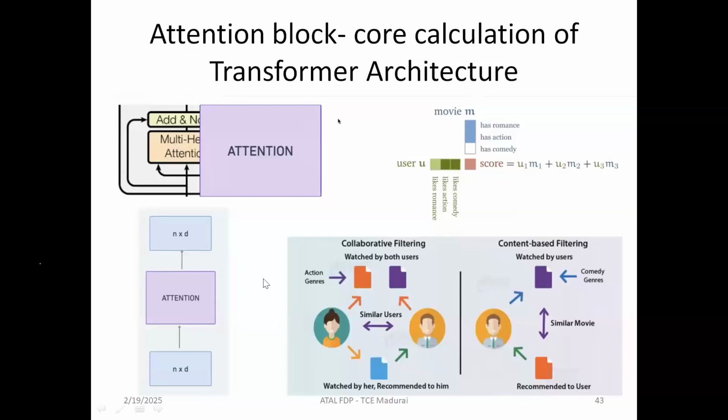So here you can see the attention block is the backbone of the transformer architecture, where you should know the attention block is making use of collaborative filtering or content-based filtering. From this diagram, you can understand collaborative filtering is nothing but similar users watching movies, meaning based upon their feedback, we take that feedback as collaborative filtering. Whereas content-based is watched by one user and recommended for another user. Okay.